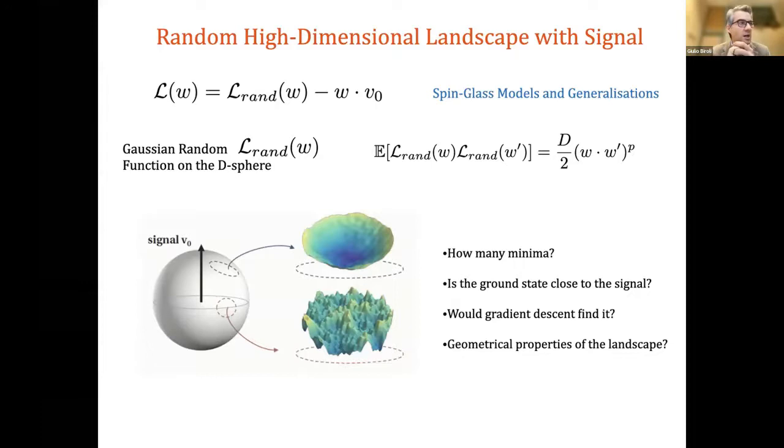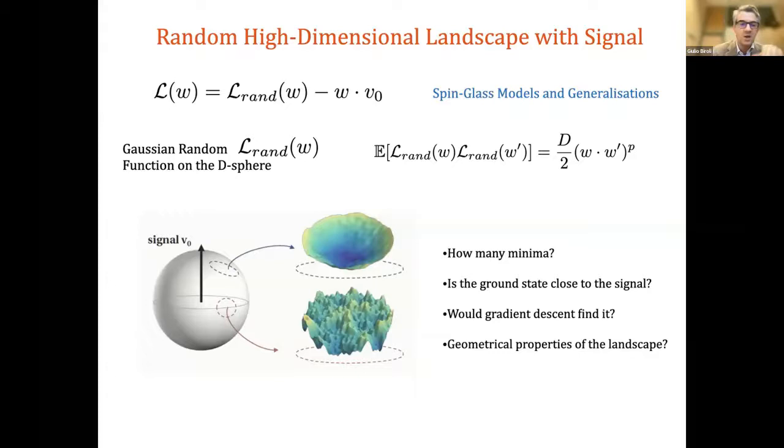In physics, people have studied high dimensional landscapes, and I think this gives you some lessons which are interesting. Of course, one has to be careful. The models that have been studied are not models of neural networks and are different in some aspects, but still one can find interesting results.